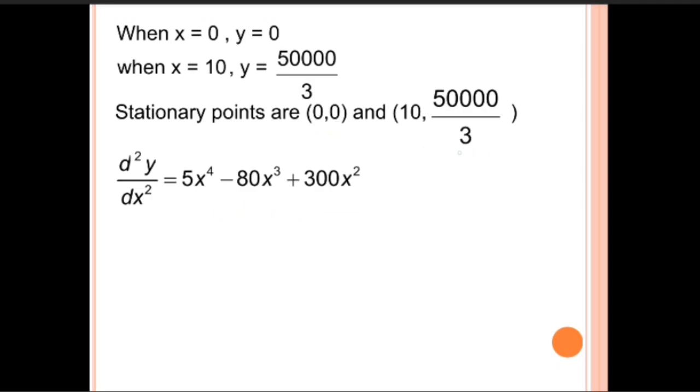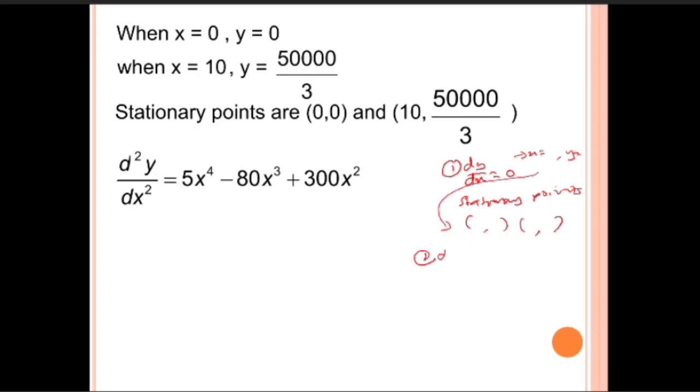So the steps would be, the first step is to find the first derivative, equate it to 0 because we want to find the stationary points. Remember, it's a point, so you have to write them in the coordinate form. Find your value of x and your value of y.